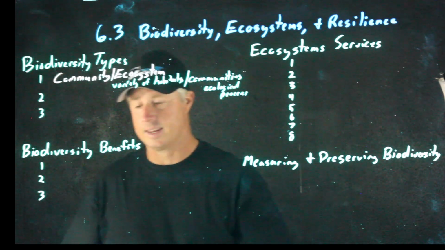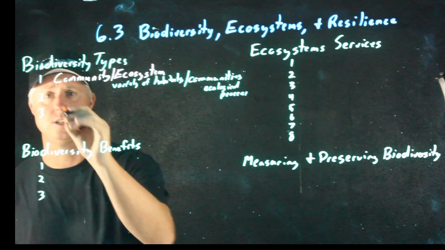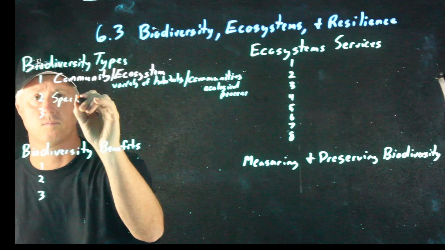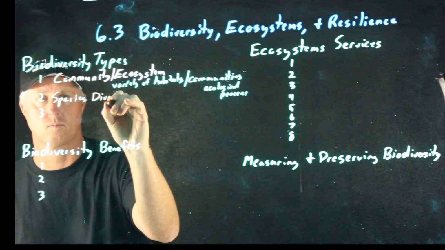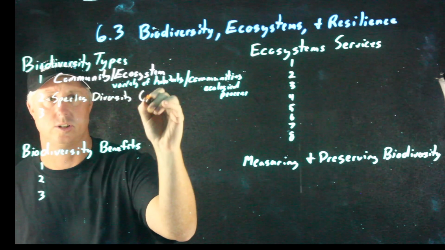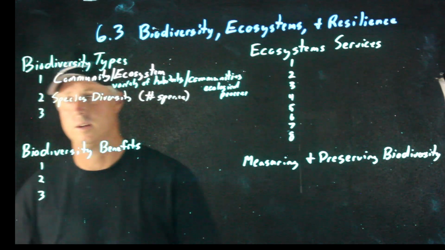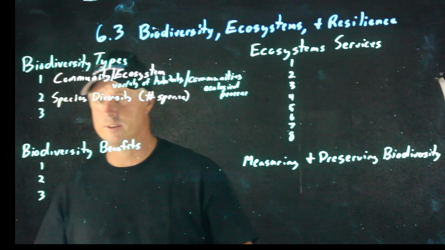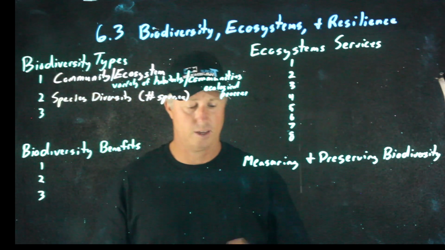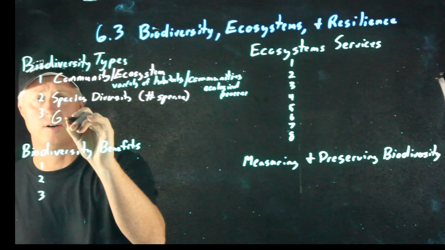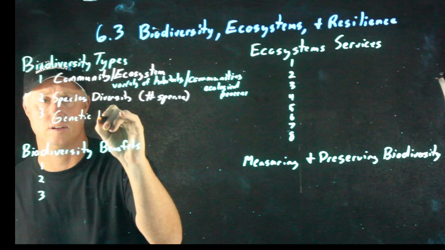We could look at, instead, species diversity, which is the number of species that are present in an environment and get a ranking of, well, how diverse is it? And then we could even look at, and we're getting better at now, genetic diversity.